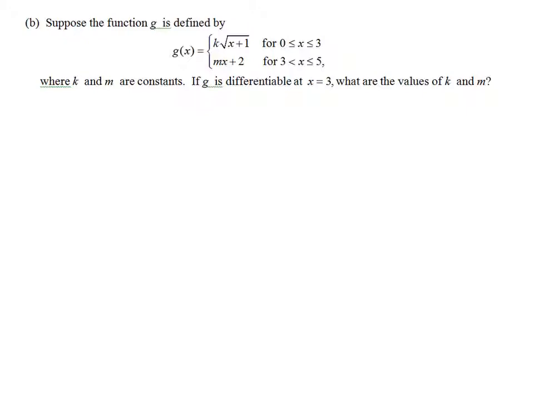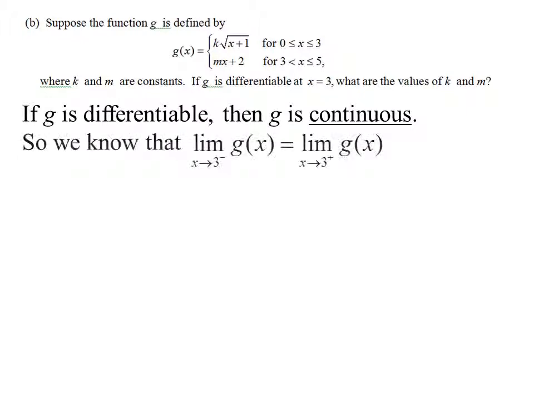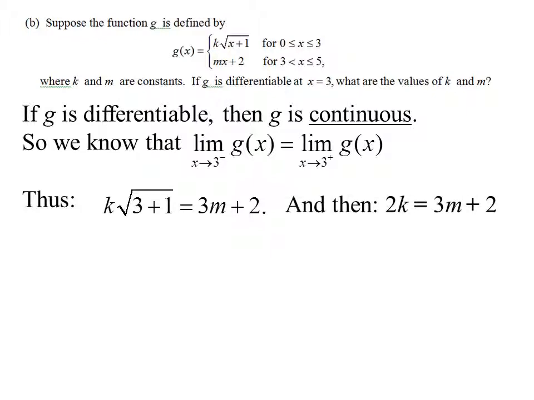In question 4b, we are given another piecewise function where the function rule changes at x equals 3. The challenge here is to choose m and k so that this function is differentiable. The first thing to realize is that if g is differentiable, then it is continuous. Just like in part A of this problem, we can equate the limits of the function as x approaches 3 from the left and from the right. This is as easy as substituting 3 in the first and second function rules. Then, simplifying a bit, we have a nice relationship between k and m, although we don't yet know what they are.